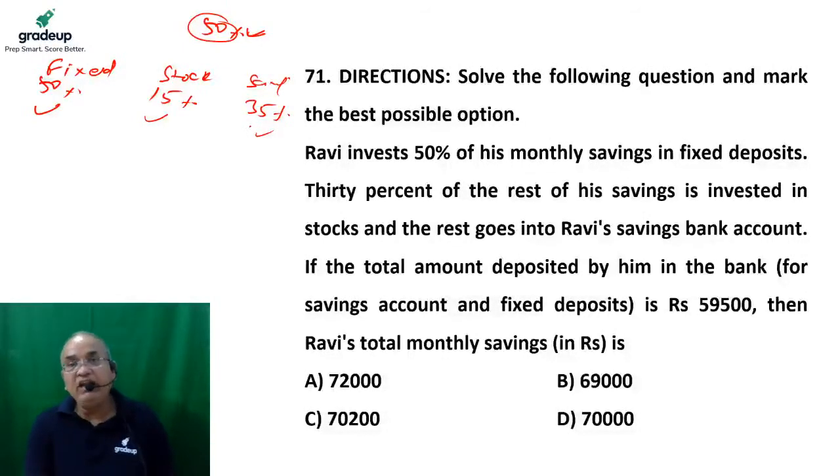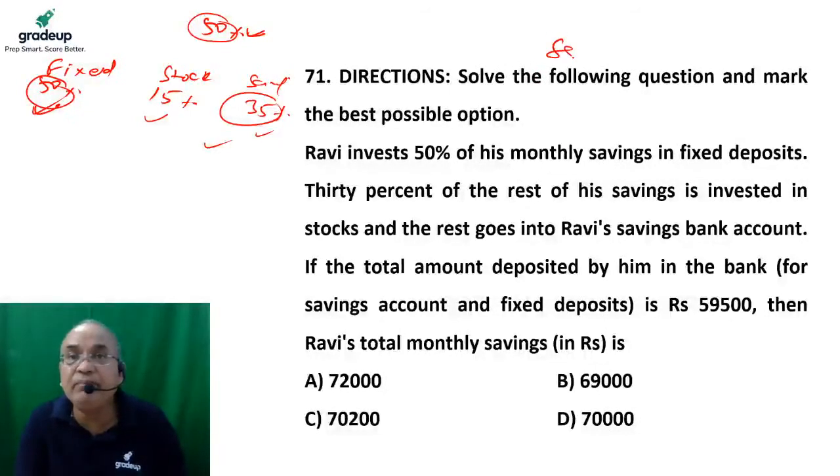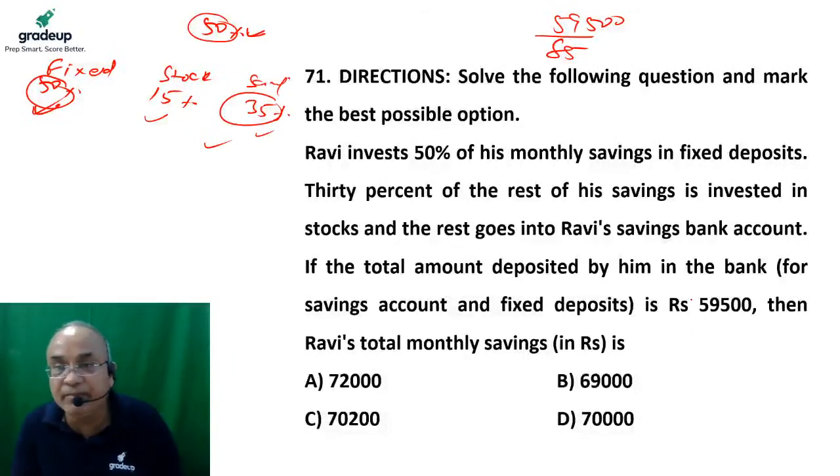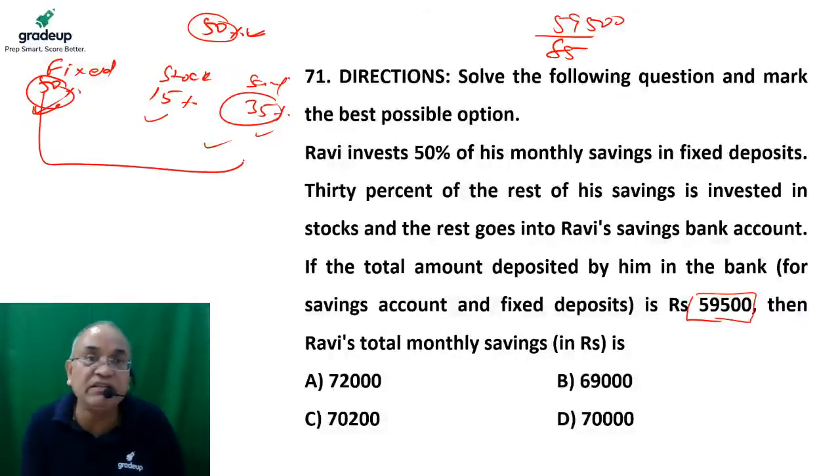And now it is given for the saving account and fixed deposit. The total amount he has invested is 59,500. The fixed plus saving is 85%. So it means 85% of the entire value is equal to 59,500. Whatever amount he has put in the fixed deposit and whatever amount he has put in the saving bank account, the total is equal to 59,500, which is equal to 85% of the total. So 100% is the total income.